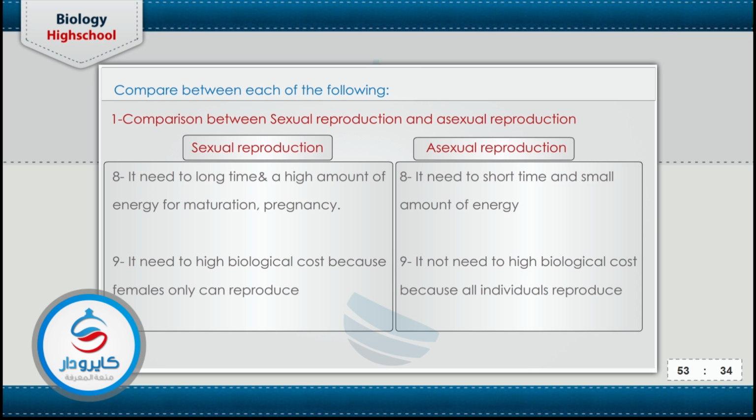Also the sexual reproduction needs long time and a high amount of energy for the maturation and the pregnancy. sexual reproduction محتاج وقت للبريجننس وبعد كده الامبريو اللي هيتولد او البيبي اللي هيتولد محتاج وقت علشان يكبر هياخد انرجي كتير ووقت كتير. ده مش بيحصل في الاسexual reproduction. Needs high biological cost because females only can reproduce but in the asexual reproduction all the individuals can reproduce, so it does not need a high biological cost. That's the comparison between sexual and asexual reproduction.